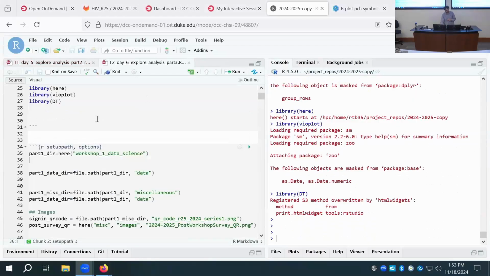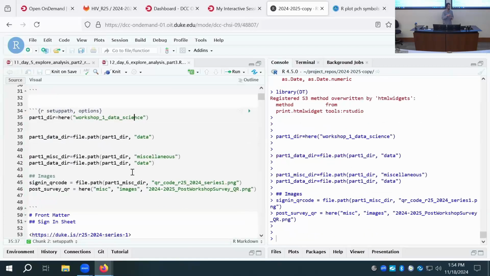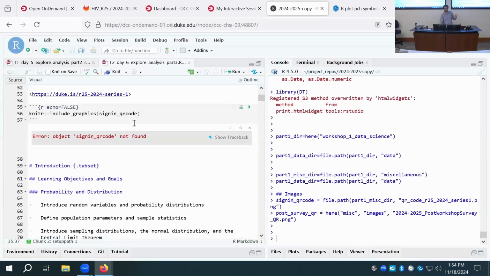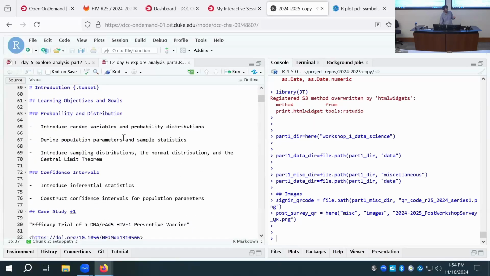Recording again. All right. We're back. We're going to talk about this, and we're going to set some paths using the here package. Josh gave me some guff because I wasn't using it. So these are just going to be some paths to where the data is located. All right. Okay, we can skip the sign in. We did that already because we finished off day 5.